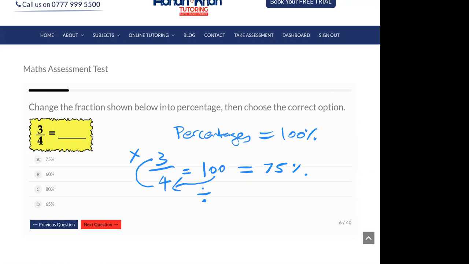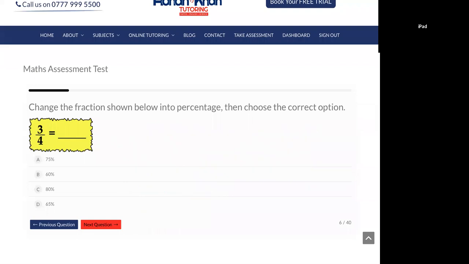So you just make sure you do some bus stop division. So 100 divided by 4 is 25. So we're piecing 100 into 4 separate, equal pieces, which is 25. And when you multiply 25 by 3, the answer is 75. Okay, so you always divide the bottom number and then times the top number. So in this case, we're looking at 75%.